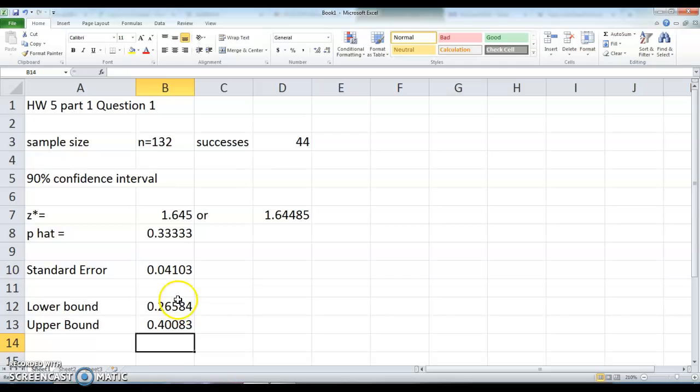And we can see these are both equidistant from p hat. Right? So it's about 0.07 above, this is about 0.07 below. So that's how you do homework 5, part 1, question 1.